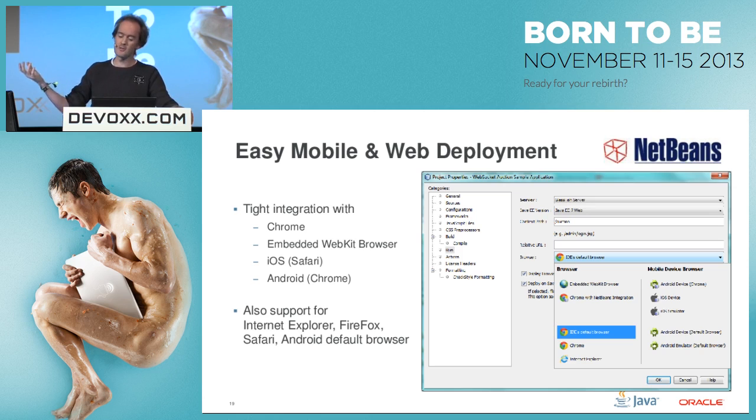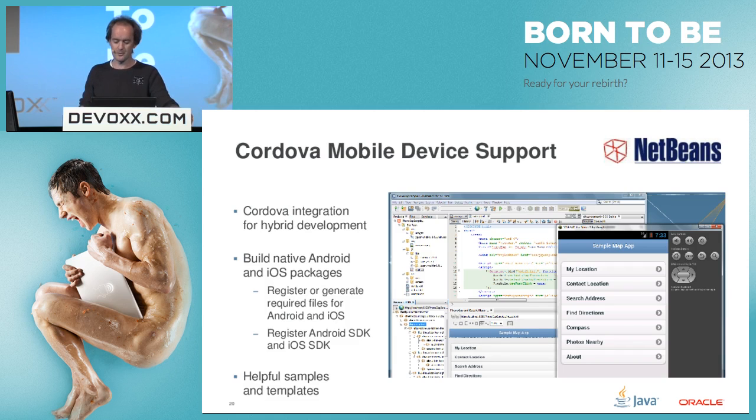be able to deploy your applications into a browser, whether it's on the desktop or on a phone of some kind, and also to generate via Cordova the native packages and then deploy those to either the emulators or the devices that you're working with.